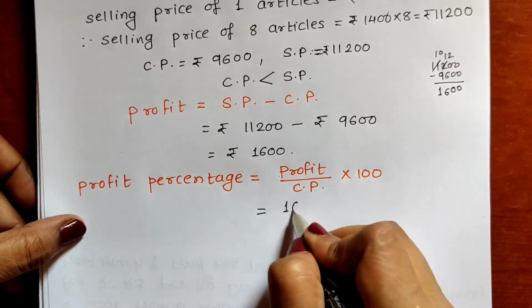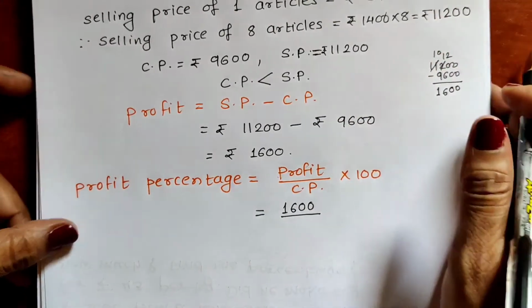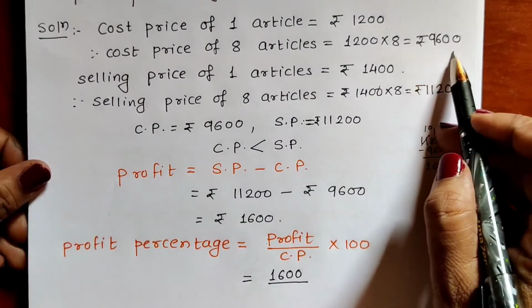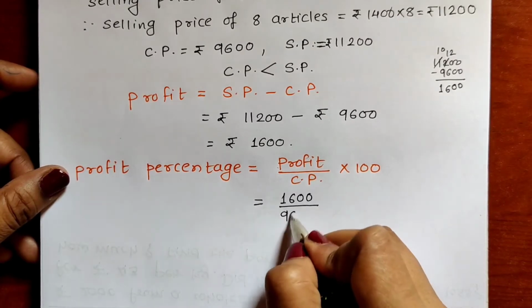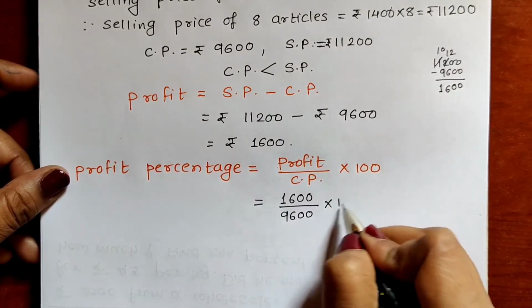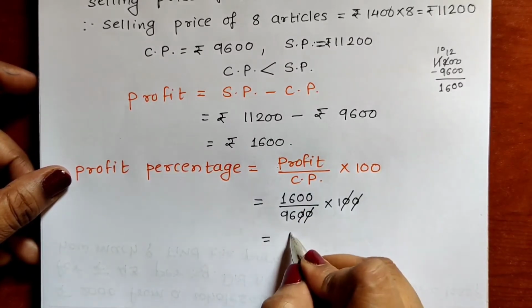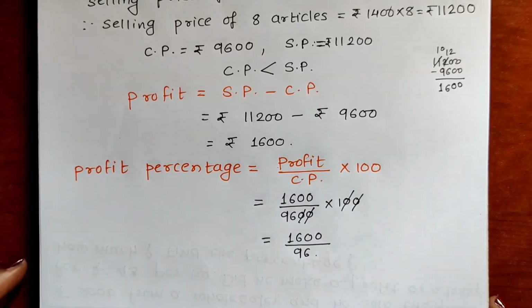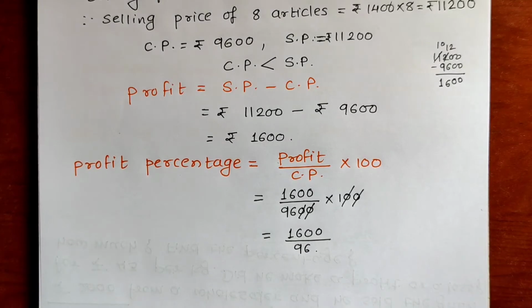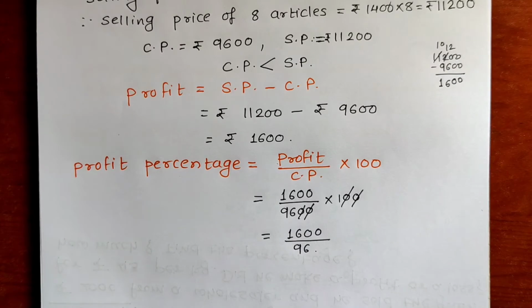Profit 1,600, cost price how much? We can see here cost price is 9,600. So 1,600 divided by 9,600 multiplied by 100. 0, 0 cancel with 0, 0. What we get? 1,600 divided by 96. See children, both these numbers are divisible by which number? That we will have to find out, 16 and 96. Then it becomes very easy to cancel these two numbers.